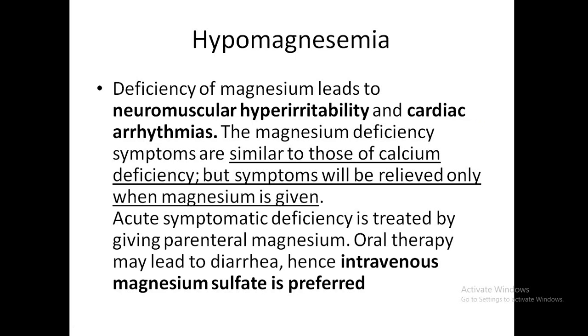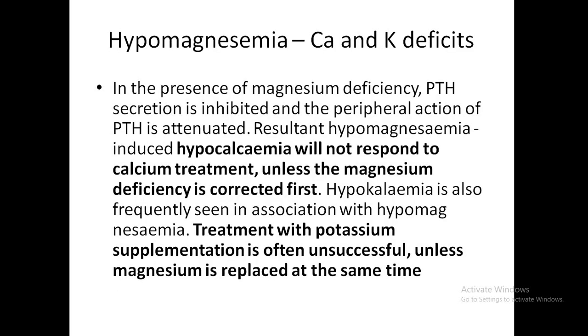And the magnesium deficiency symptoms could be similar to that of calcium deficiency, but the symptoms will be relieved only when the magnesium is given. Acute symptomatic deficiency is treated by giving parenteral magnesium. Oral therapy may lead to diarrhea, so intravenous magnesium sulfate is preferred in most acute scenarios.